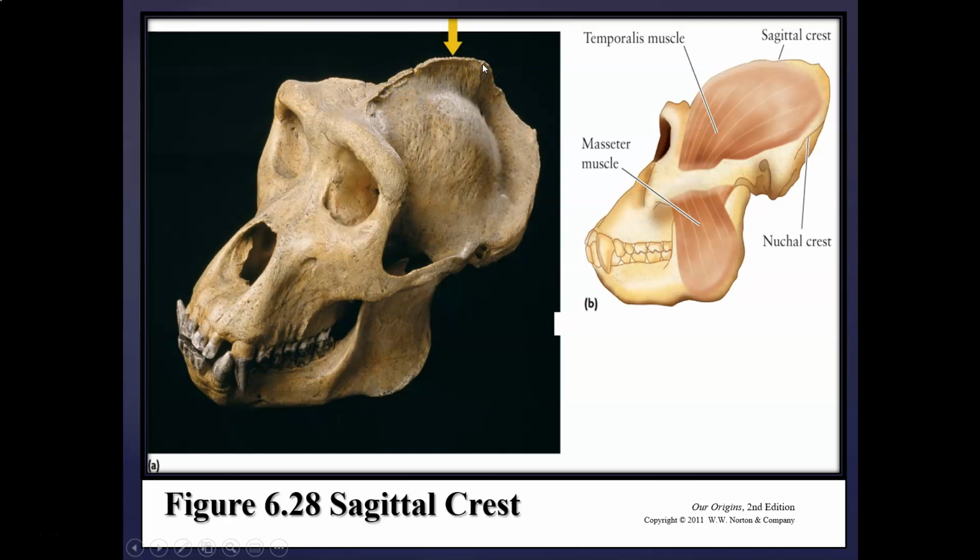So the function for that, it's the attachment point for the temporalis muscle, which is the jaw muscle. So in a gorilla, the jaw muscle starts all the way down here at the ramus, tucks underneath the zygomatic bone, the cheekbone, and then attaches all the way up here at the top at the sagittal crest. So if you remember from our previous slide, gorillas are predominantly vegetarian. They're the most vegetarian of all the primates.